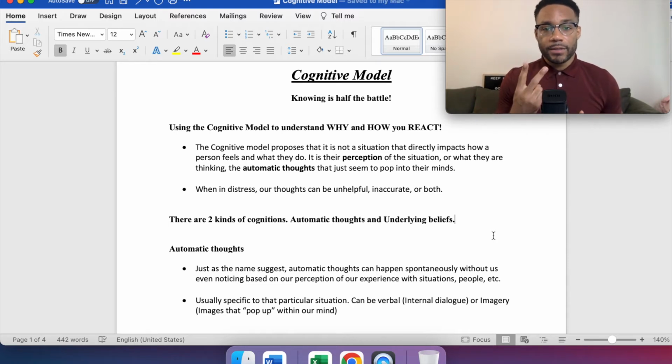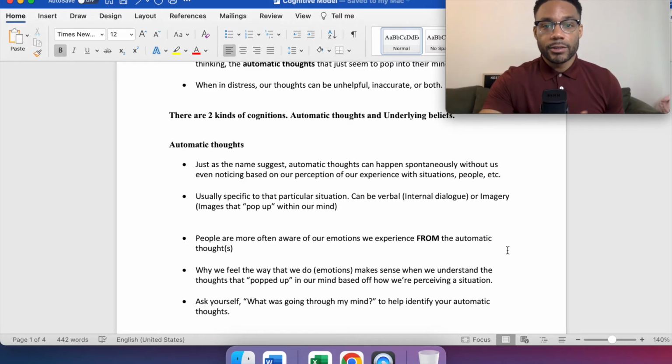There are two types of cognitions: automatic thoughts and our underlying beliefs. So let's jump into automatic thoughts. Just as the name suggests, automatic thoughts can happen spontaneously without us even noticing, based on our perception of our experience with situations, people, etc. They're usually specific to the particular situation, and can be verbal, so that internal dialogue that can go on in our mind, or imagery, so images that can also just pop up in our mind.